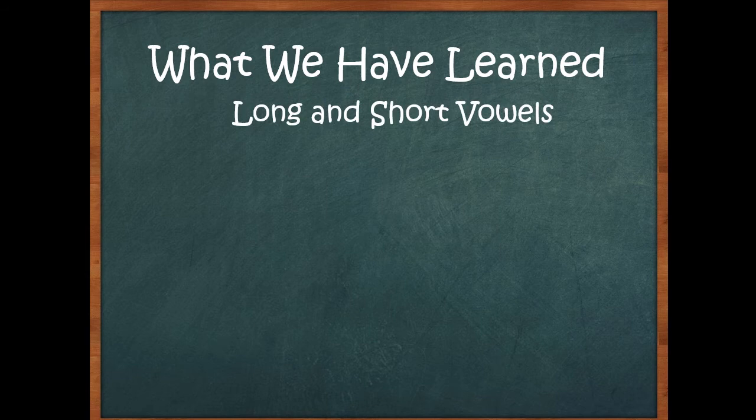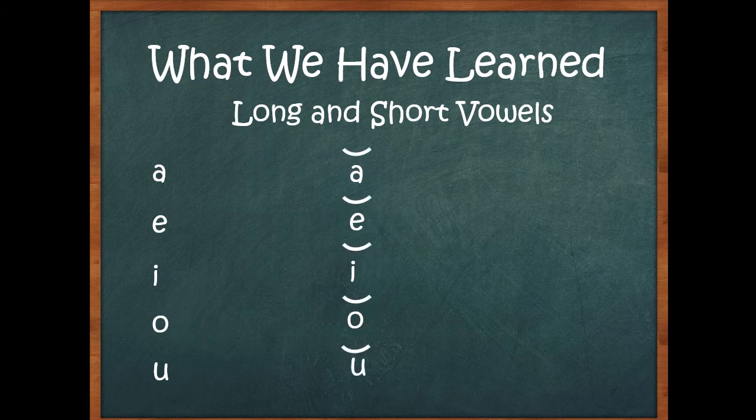We also talked about long and short vowels. Long vowels are the ones that sound like their name. A, E, I, O, U. The short vowels are A, E, I, O, and U, and they have that mark above them. And that mark is called a breve. Right. Okay, very good.